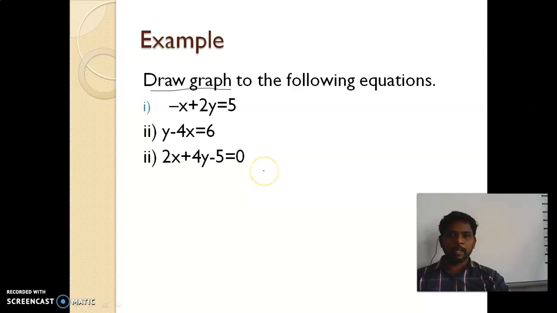First we have to find at least two solutions in each of the equations, plot the solutions in the graph sheet and connect them with a line. That's all. That is the procedure to draw the graph of a linear equation. The graph of a linear equation is always a straight line, right?